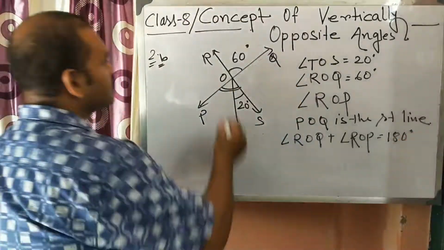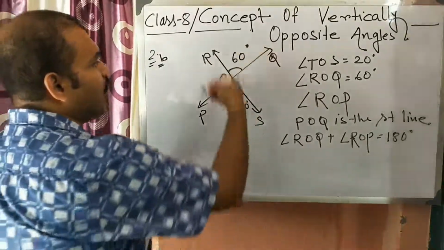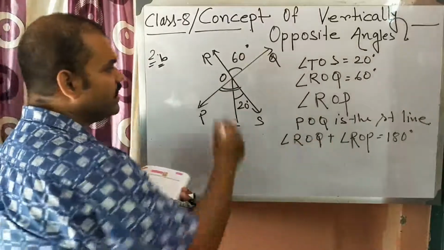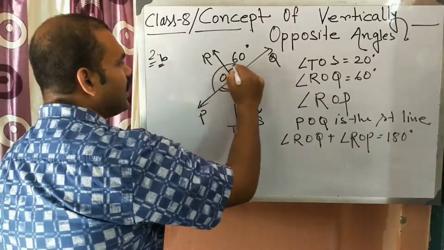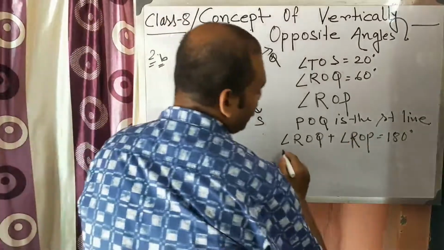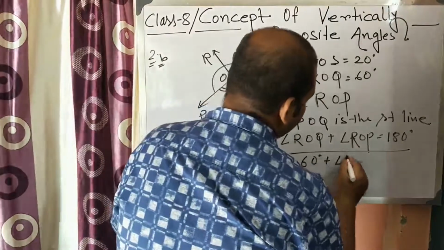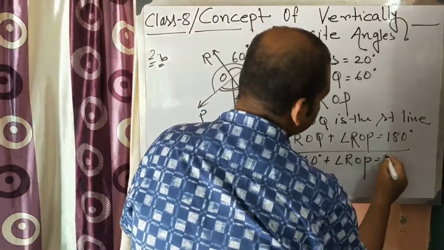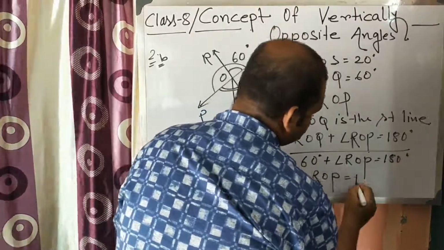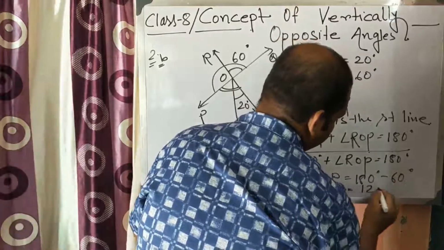Why? Because RS intersected at O. So on one side the two angles are formed whose sum is 180 degrees, because the total angle is a straight angle, that is 180 degrees. So we can write this. Now ROQ is 60 degrees plus ROP is equal to 180 degrees. So angle ROP is equal to 180 degrees minus 60 degrees. It will give you 120 degrees.